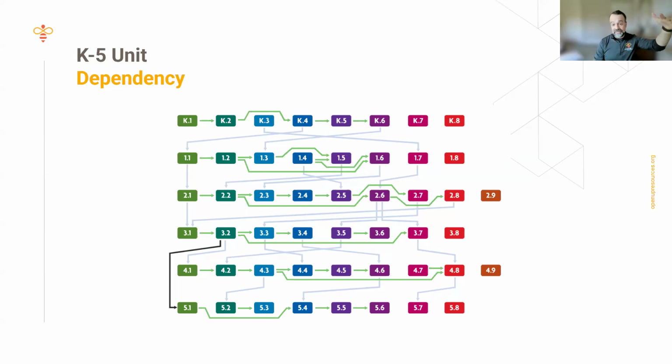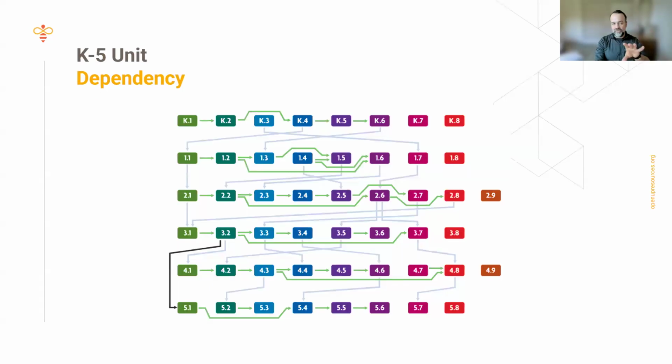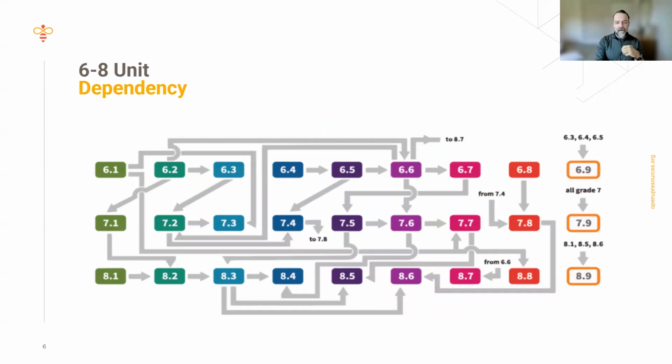And you'll see as you progress down the chart, all of that interconnectedness that's built into the curriculum, and as what we call an open education resource, you'll have access to it. So we have our K-5 unit dependency and then our 6-8 unit dependency. One thing that these graphics are missing is that they look like there is no connection between K-5 and 6-8.